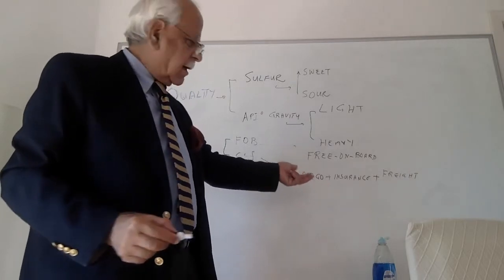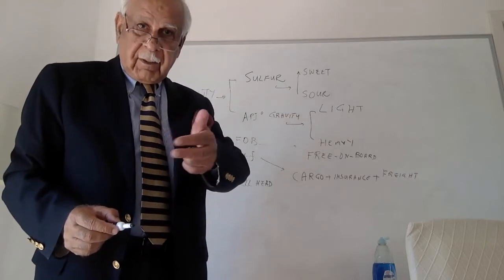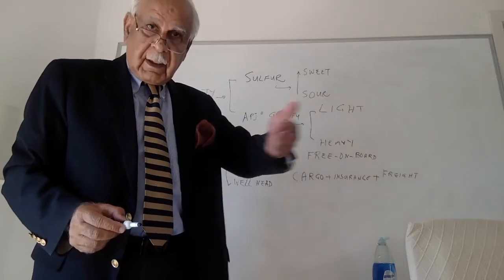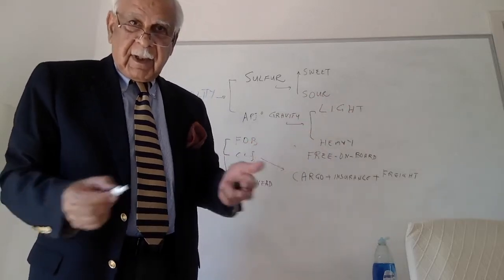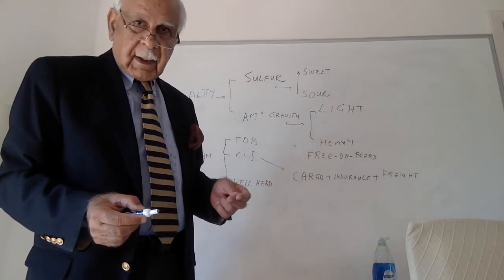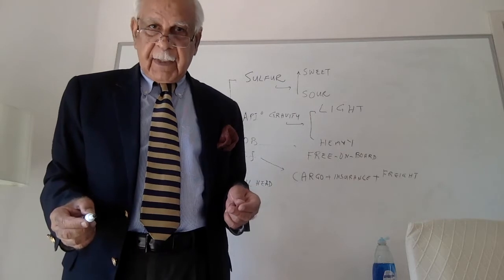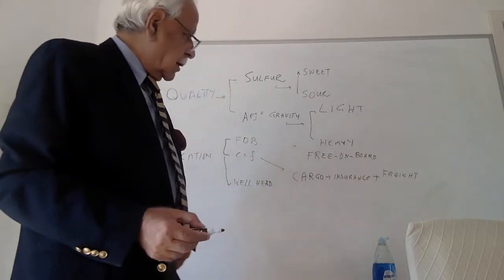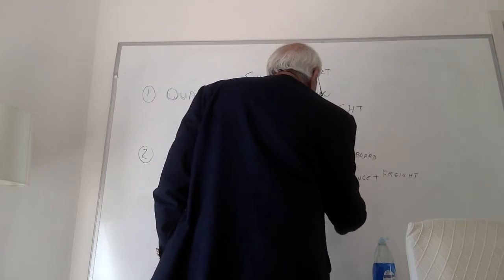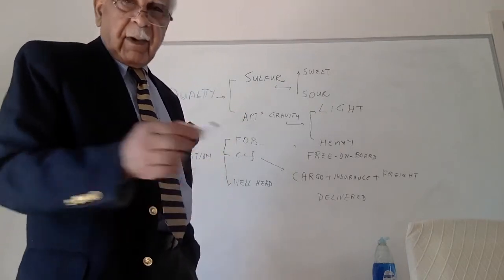To that you add the insurance. When you move oil from the port before it departs to when it arrives in Japan from Saudi Arabia, there has to be insurance. So you add the insurance cost to the cost of oil in Saudi Arabia. And then you add the freight, that is the cost of transportation. So when you talk about cargo, insurance, and freight, CIF, you want to know that will be the delivered price of oil in Japan or China or North Korea or wherever you want it.